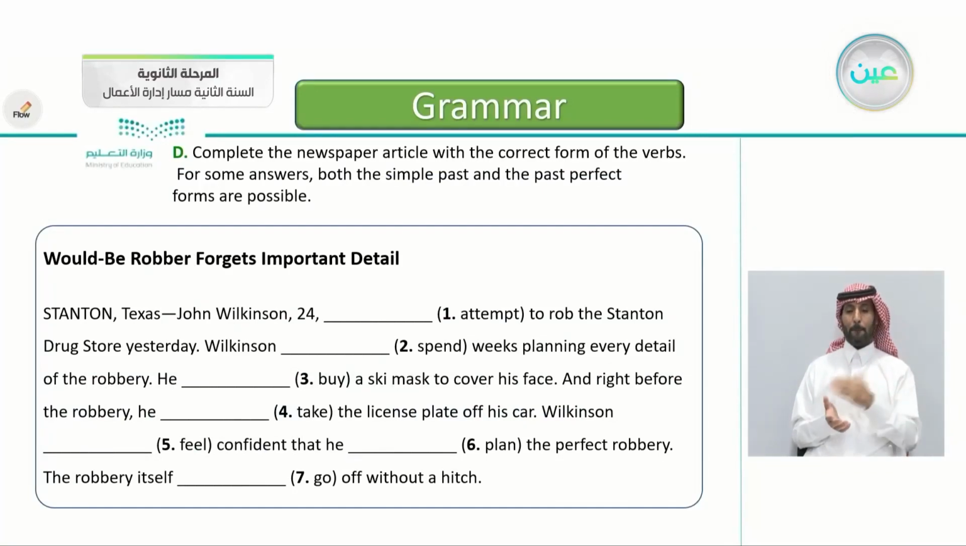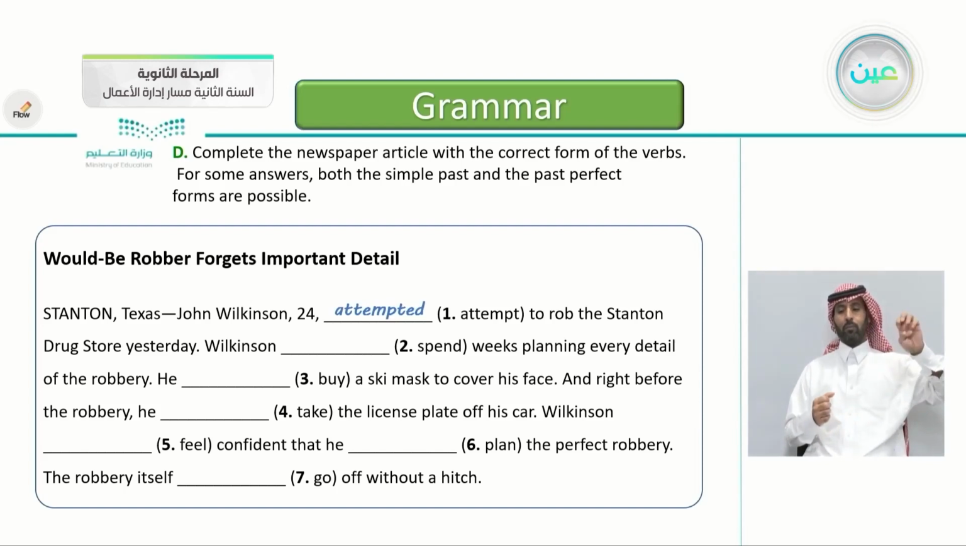Here, complete the newspaper article with the correct form of the verb. For some answers, both the simple past and the past perfect forms are possible. So let's read it together. Stanton, Texas. John Wilkinson attempted to rob the Stanton drugstore yesterday. Yes, attempted. Here we use the simple past. Wilkinson spent weeks planning every detail of the robbery. Very good. Had spent. What about number three?